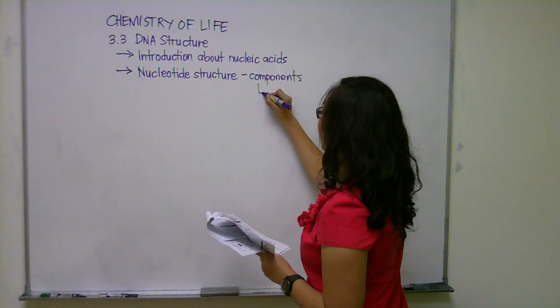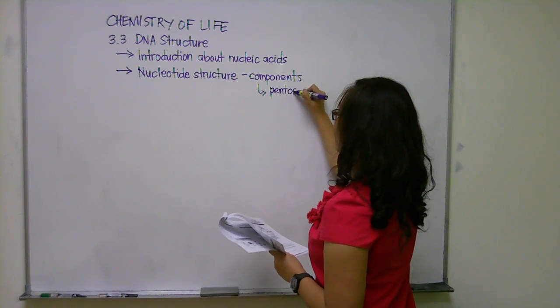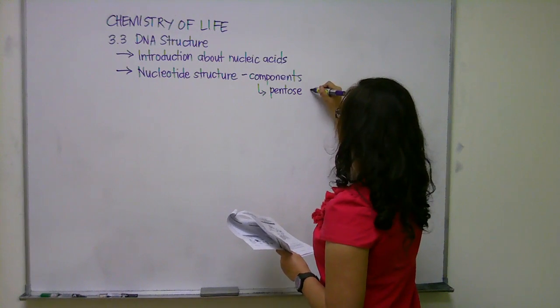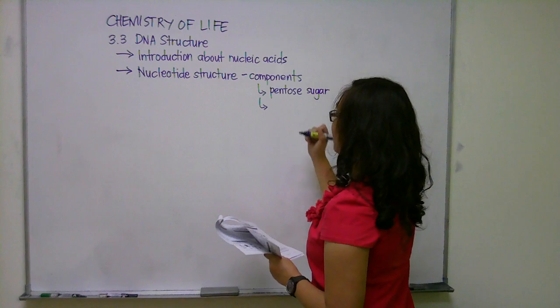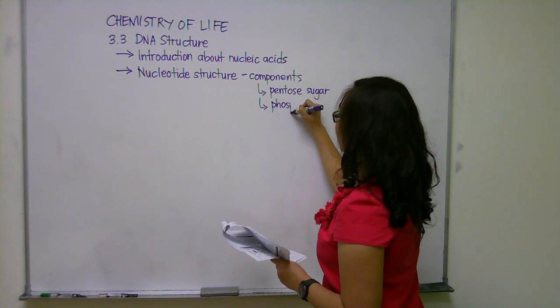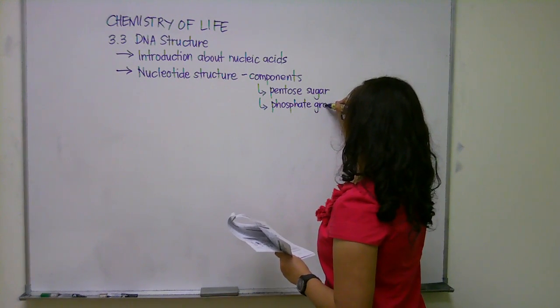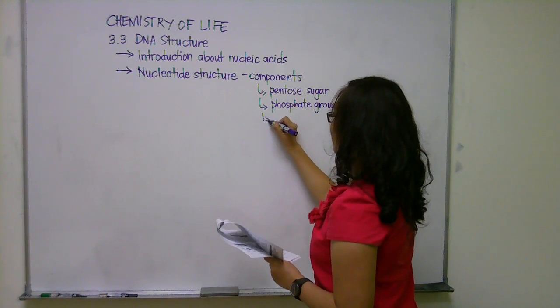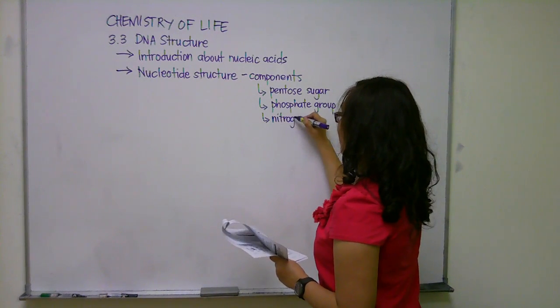Components such as the pentose sugar, which was discussed in the previous subtopic. The phosphate group, and the third component, which is the nitrogenous bases.